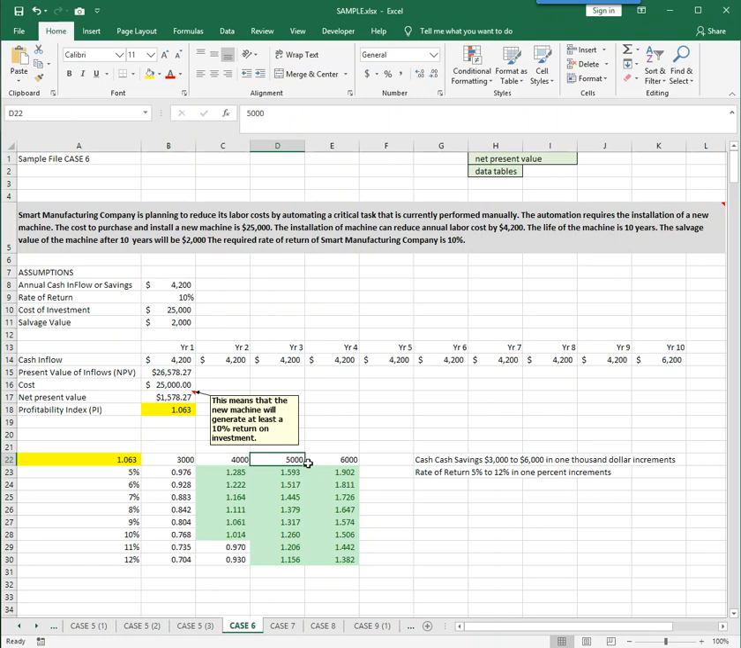If the numbers go higher, 5,000 or more, you can see profitability indexes are all greater than 1, so all of those rates of return on investment will be met. And that concludes the review of the Excel skills that are required for Case 6.